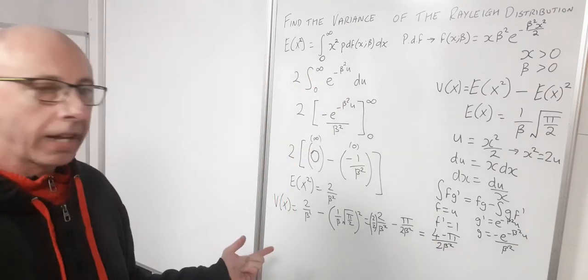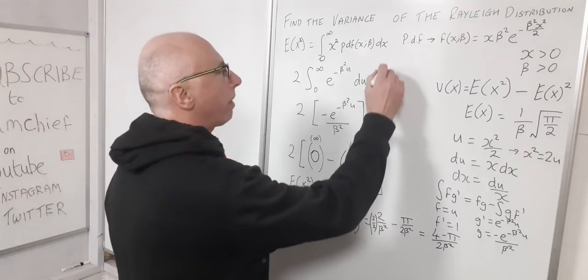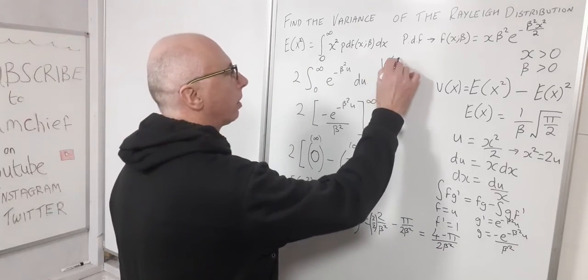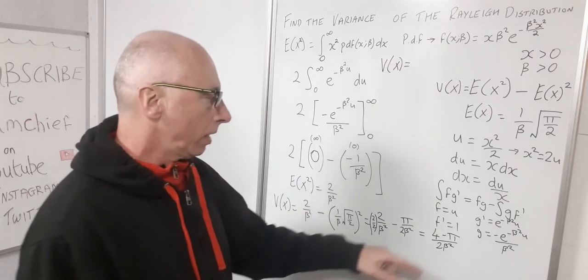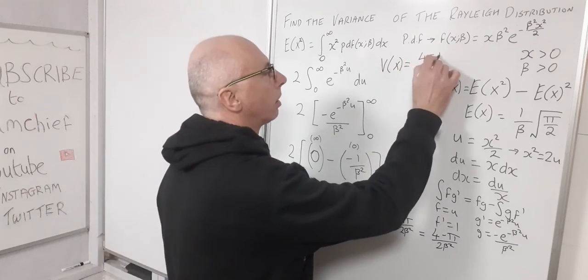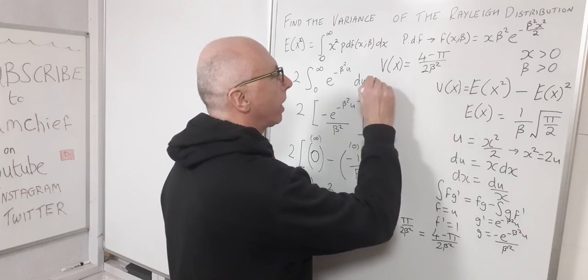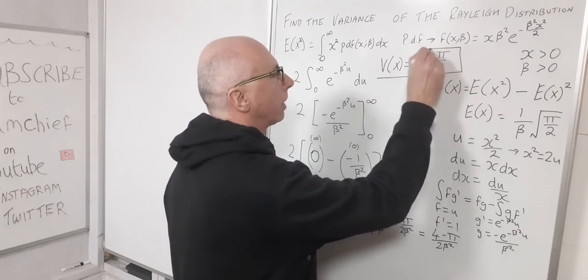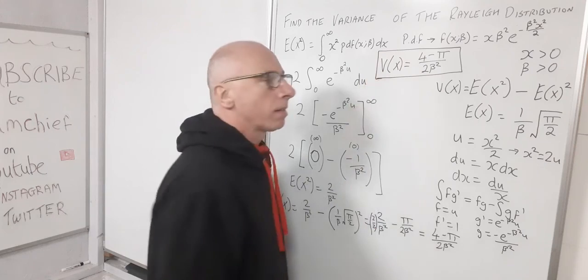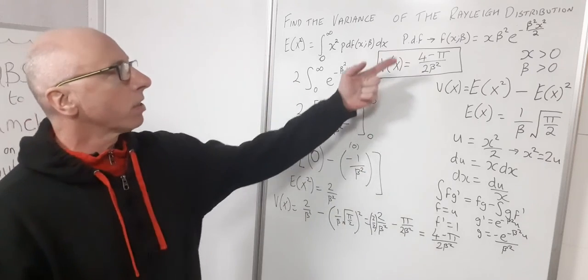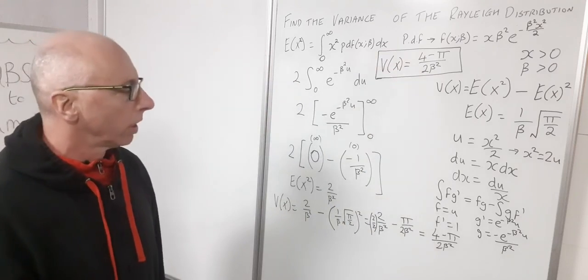Okay, so then that's going to give me my variance. So my variance is 4 minus pi over 2 beta squared. And that is my answer. That's my variance of my Rayleigh distribution.